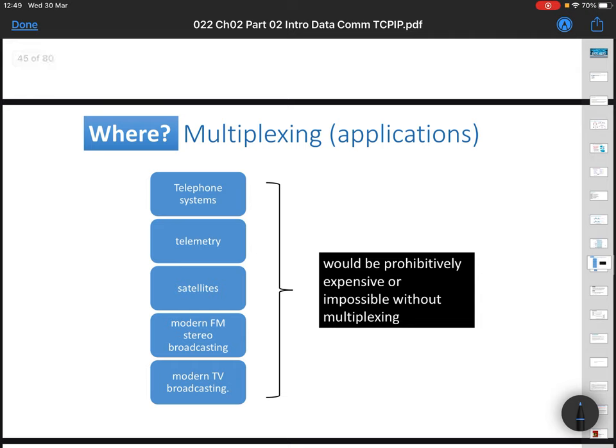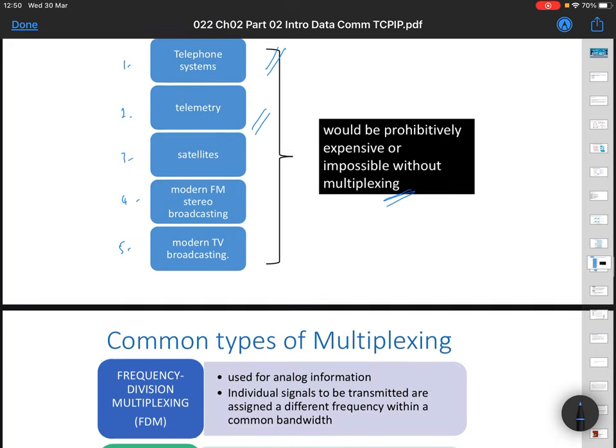So where does this multiplexing application normally happen? First is in telephone system, second is in telemetry, third is in satellites, fourth is in modern FM stereo broadcasting, and last but not least, modern TV broadcasting. So without multiplexing, this would be very expensive or impossible. Okay, so without multiplexing, it is impossible, or very expensive, in order to send each of these signal one by one.